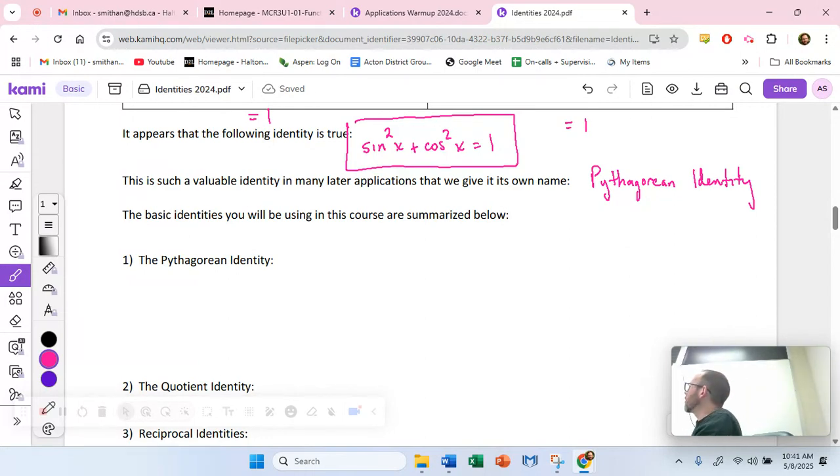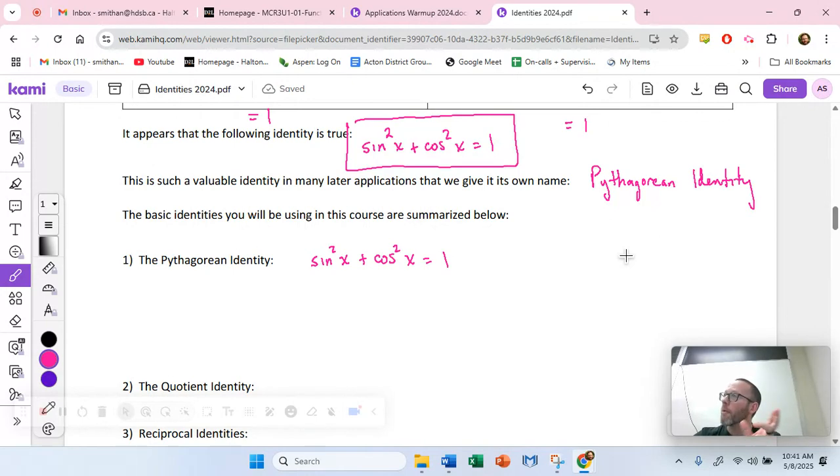Now, I'm going to give you guys the 3 identities or kind of groups of identities that you guys are expected to come out of grade 11 with. So let's dial in. Here are the 3 identities you absolutely must know coming out of grade 11. The first we just saw. I'm going to recopy it down. Sine squared x plus cosine squared x is equal to 1. And we now know what that notation means. It means the sine of an angle squared plus the cosine of an angle squared is equal to 1.